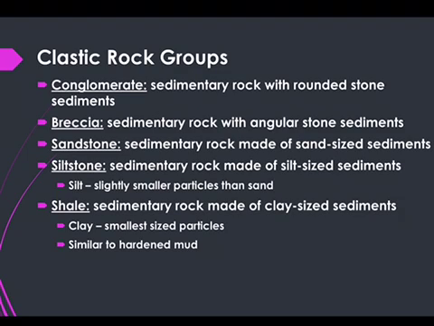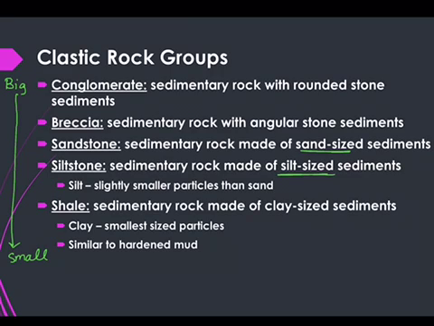So here are your classic rock groups, and I believe the last slide will have pictures of these. A conglomerate is a sedimentary rock that has rounded stone-sized pebbles. Breccia is sedimentary rock, and its stone sediments have angles to them. Sandstone is sedimentary rock that has sand-sized particles. Siltstone is sedimentary rock with silt-sized particles. And silt is slightly smaller than sand. So again, we're going from big down to small.